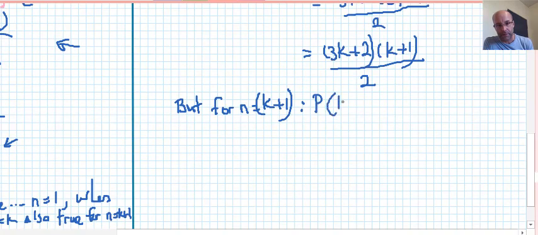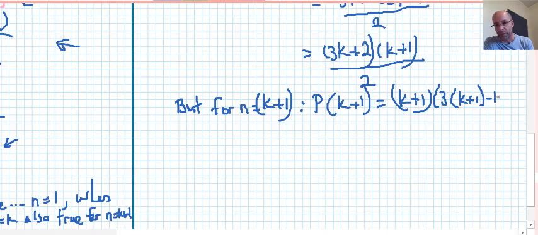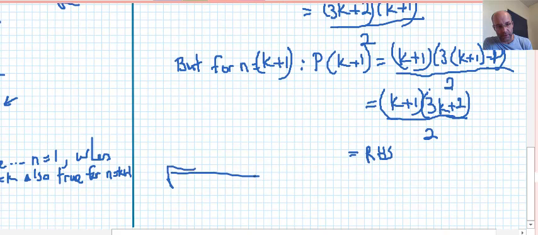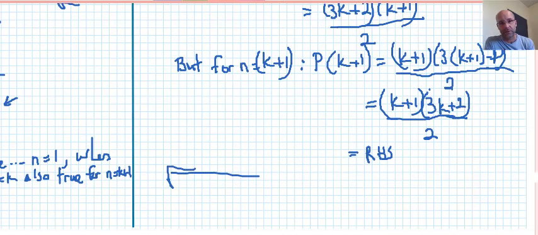So we have k, which is k plus 1, outside of 3, outside of k plus 1, minus 1, oops, over 2, and k plus 1, and we have 3k plus 2 over 2, simplifying that, which equals the right hand side. So then you write your concluding statement as we did last time. So two different approaches you can reconcile together.